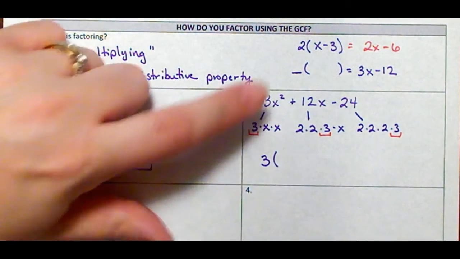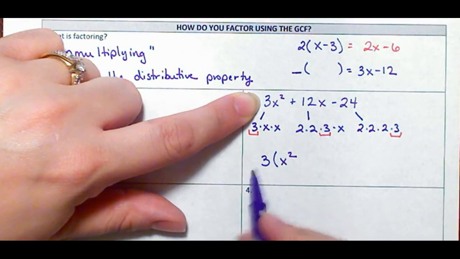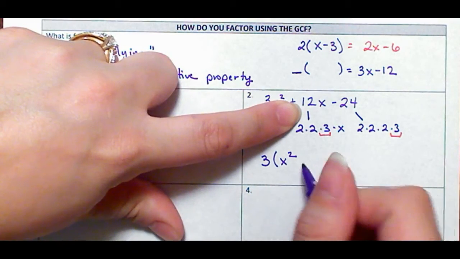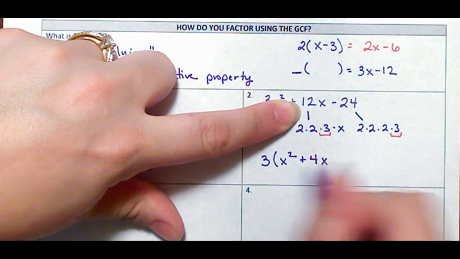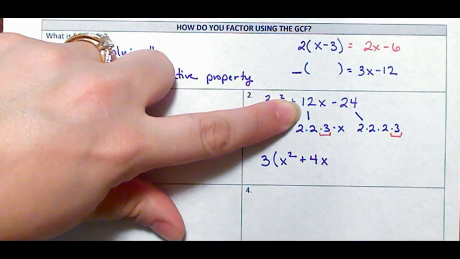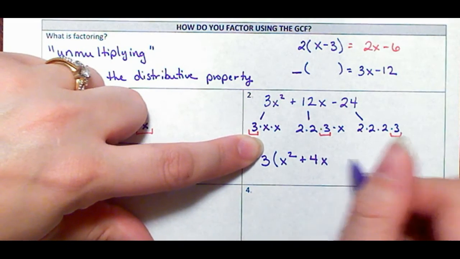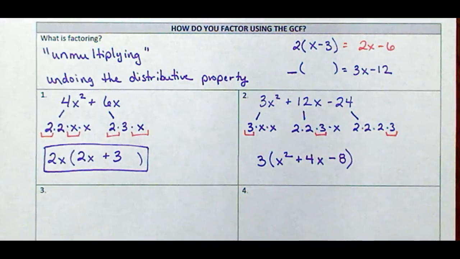So 3 times what gives me 3x squared? Well, that would be 1x squared. 3 times x squared is 3x squared. 3 times what gives me 12x? Well, 3 times 4 is 12, and then if we throw an x in there, 3 times 4x is 12x. Alright, 3 times what gives me negative 24? Well, 3 times negative 8 gives me negative 24.